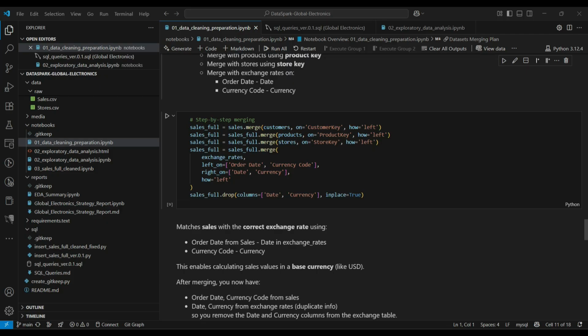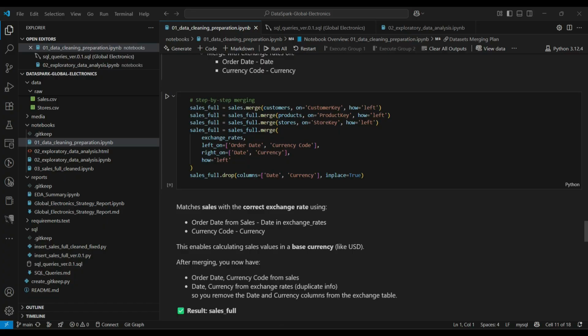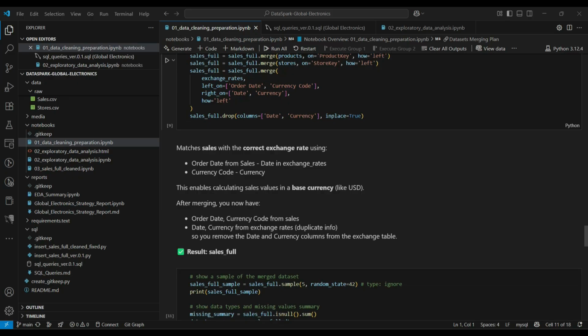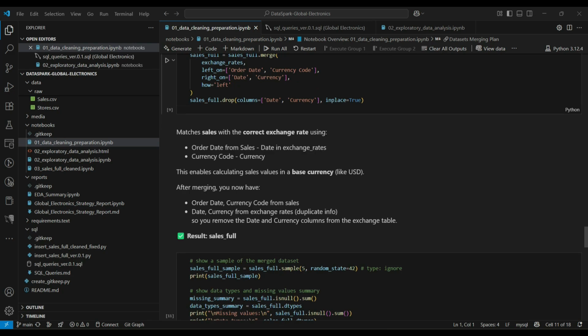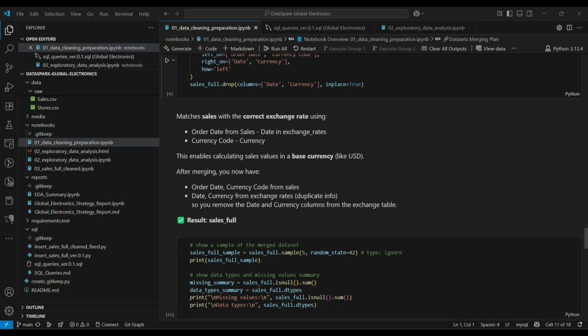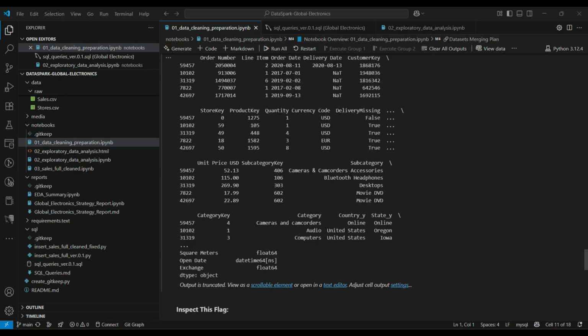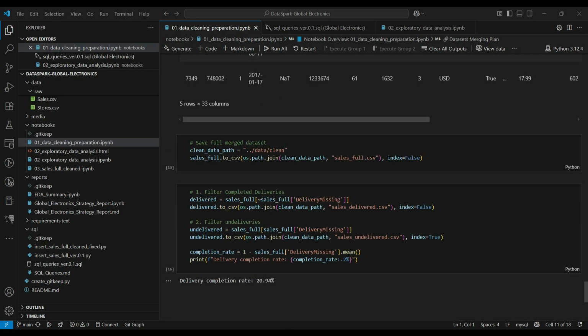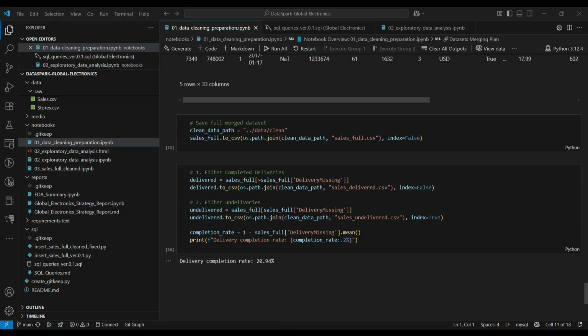Once the data was clean, I built a consolidated master sales dataset by gradually merging related tables. I started with the sales table as the base, joined it with customers, products, and stores using their respective keys, then merged with exchange rates using both the order date and currency code. This allowed accurate conversion of sales figures into a base currency such as USD. After merging, redundant columns, date and currency from the exchange rates table, were removed to avoid duplication.